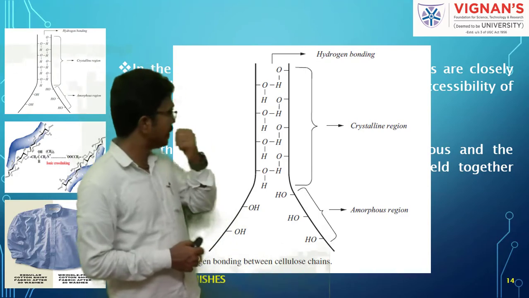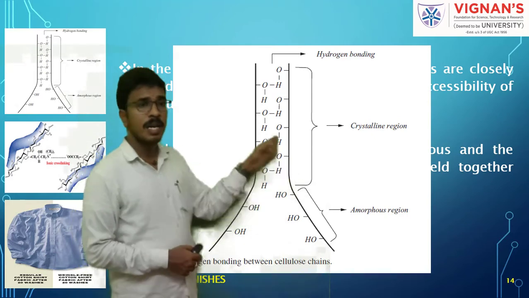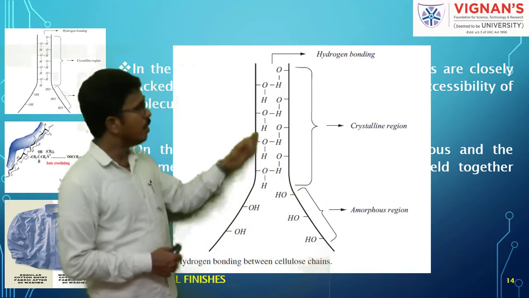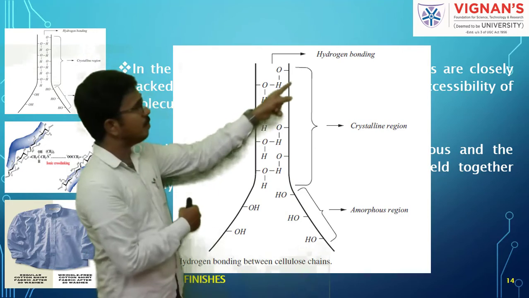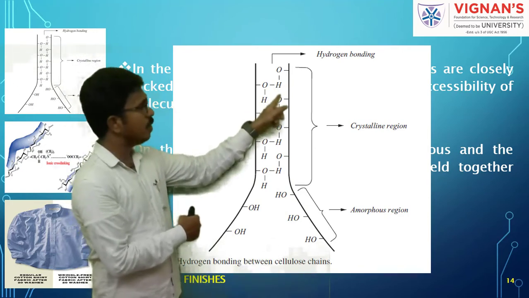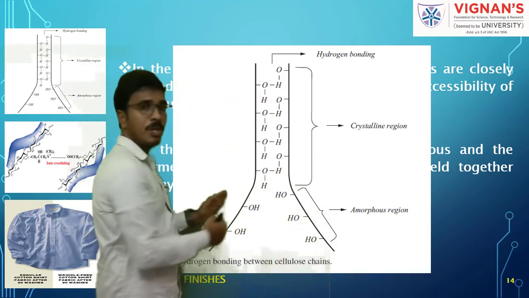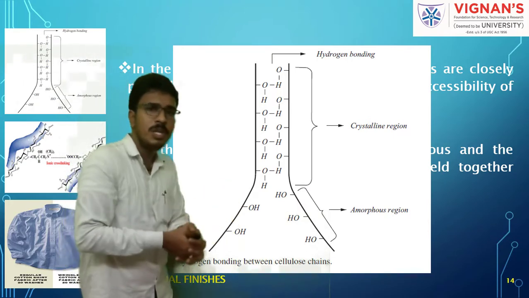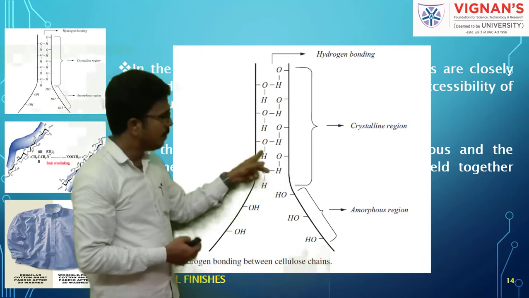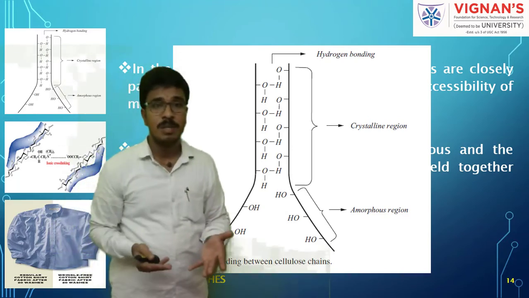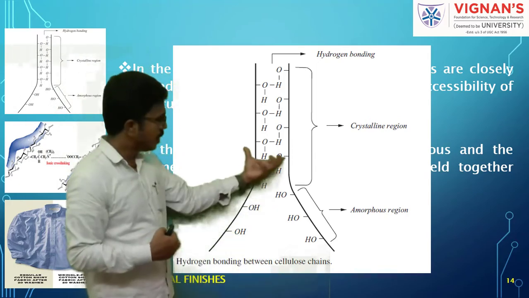Now you can see in this image clearly: this is the crystalline region and this is the amorphous region. In crystalline, you see how closely the polymeric chains are packed. You can see hydroxyl, and between hydroxyl groups we have this hydrogen bonding, which is very close. When it comes to the amorphous region, you can see it is not orderly or closely packed. Here one hydroxyl is there and here one OH group is there. Between these there won't be any hydrogen bond, because the arrangement is far away. Understand?